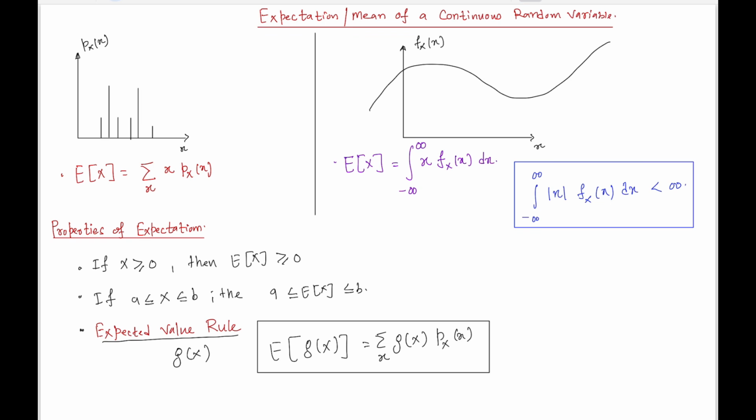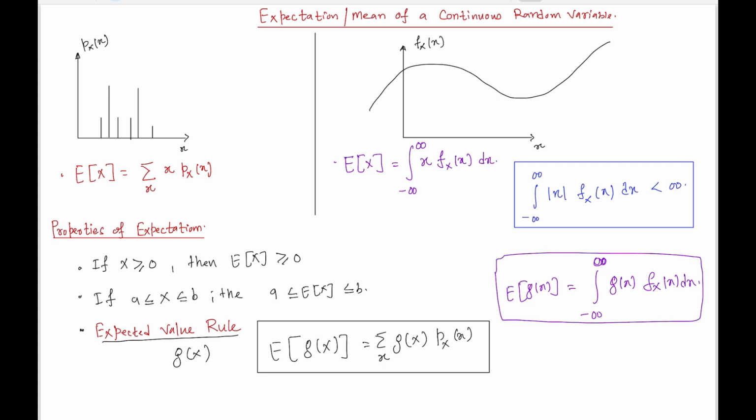And what will be the expected value rule in the continuous case? Again, the core idea will remain the same. The summation will get replaced by an integral, and the PMF will get replaced by the PDF. So this is the expected value rule in the case of a continuous random variable.